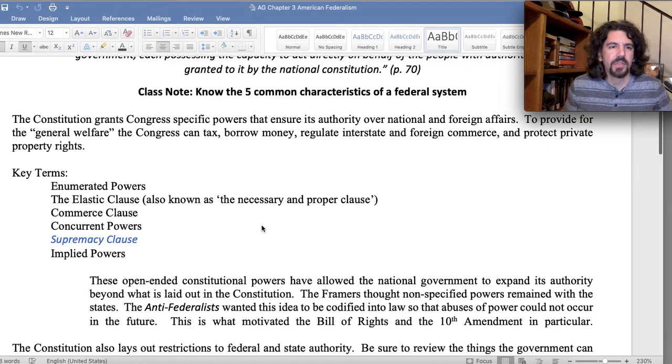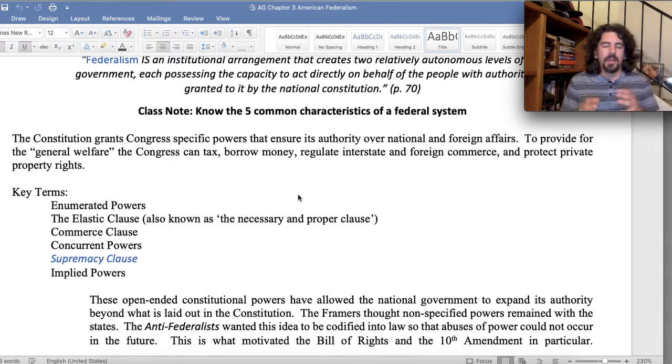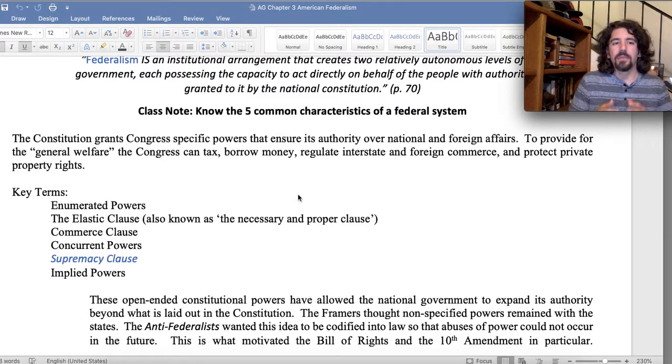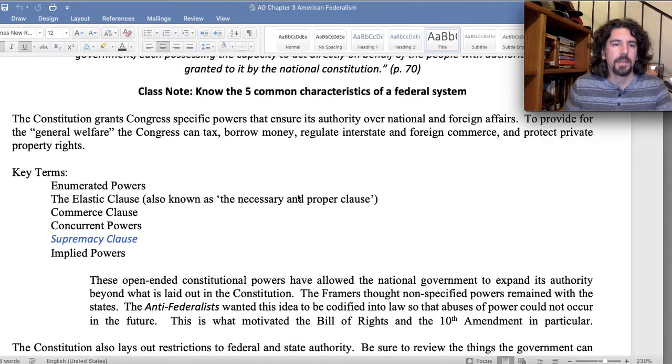So we have here the Constitution grants Congress specific powers to ensure the authority over national foreign affairs. And remember, a lot of the things that have changed in this kind of federalism that we have is in response to the failures of the Articles of Confederation. So you're going to, again, want to know why those failed. But again, to tax, to borrow money, to make money is all a responsibility of Congress. To regulate interstate commerce and to protect private property rights is all part of the federal government's responsibility.